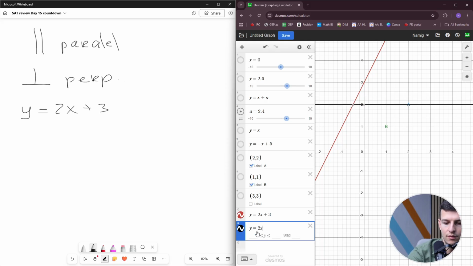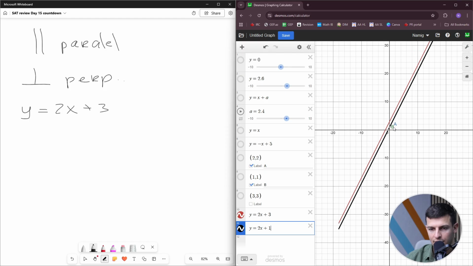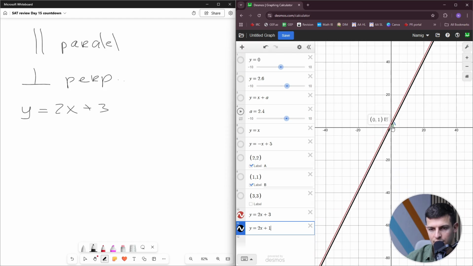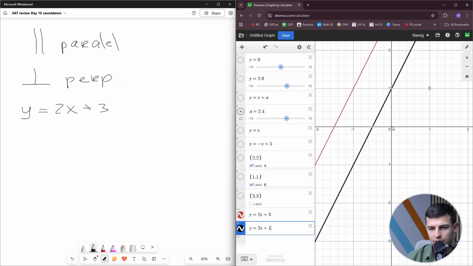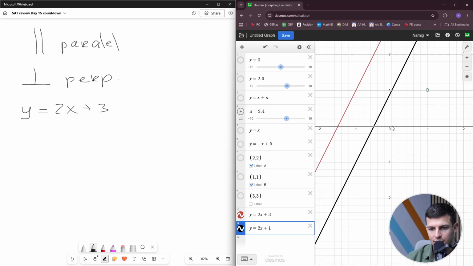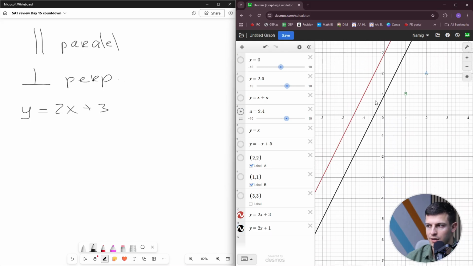Y equal to 2x, say, plus 1. There you go. Now, these lines are parallel, which means they never cut each other. Just zooming out, these lines are parallel to each other. I can sort of see that on the graph, which wouldn't be very accurate because they might go in a very narrow angle, so we don't really notice if they are actually cutting each other or not.